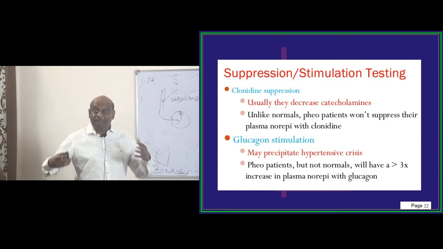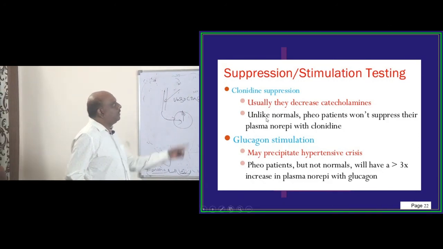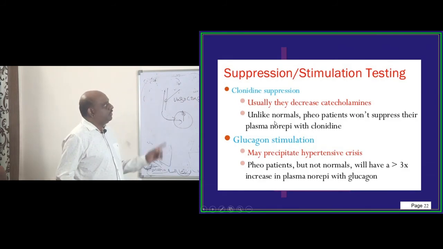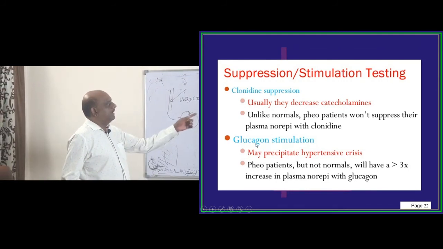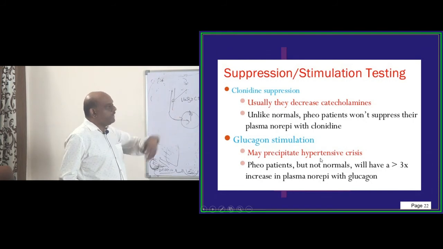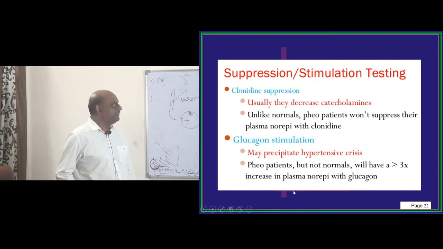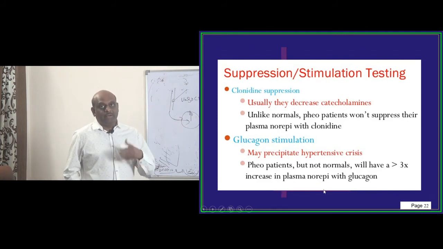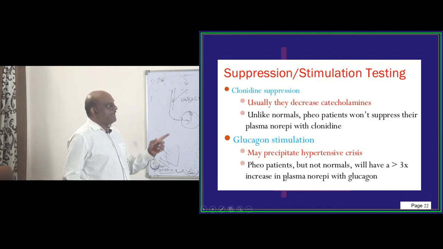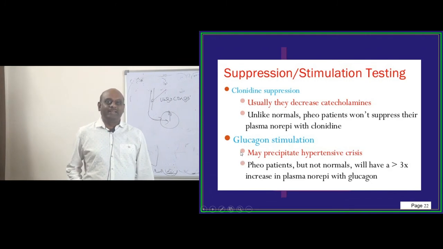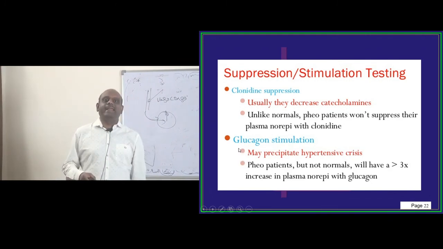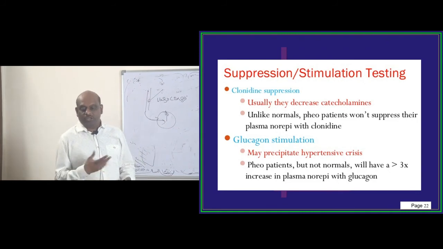So what is that suppression test in case of the pheo? You do clonidine suppression. Usually clonidine is known to decrease catecholamines, whereas in pheo patients, it can't suppress their plasma norepinephrine levels. Then glucagon stimulation can be used in case of the pheo, but risk is it can lead to hypertensive crisis. Pheo patients will have more than 3x increase if you happen to give glucagon, and that increase more than 3x is an indication of the pheo is what you have to ultimately remember.